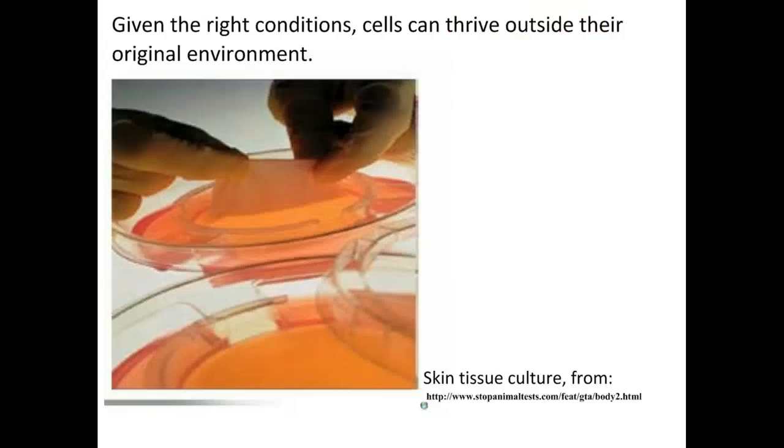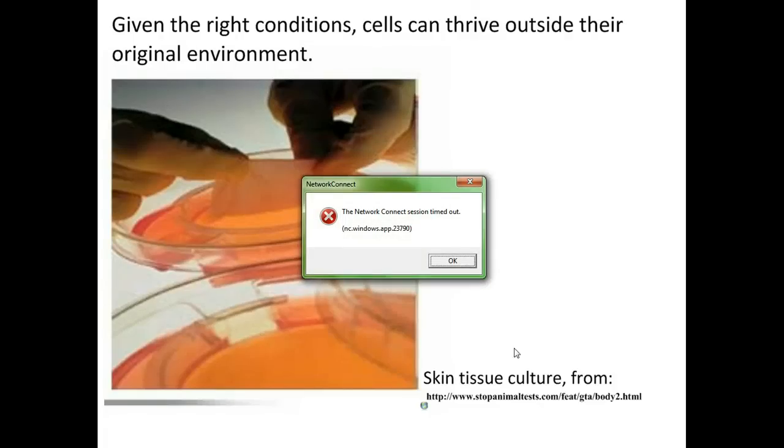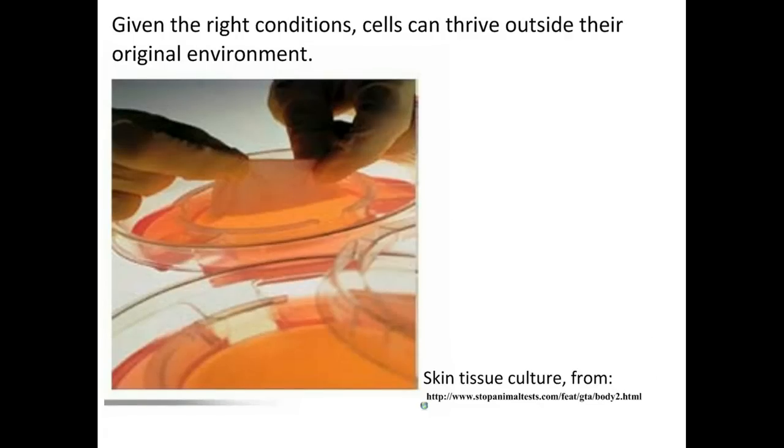Okay? So here's another exception. Given the right conditions, cells can thrive outside of their original environment, which is interesting. So this is what happens in labs. Oftentimes we study cancer in labs by growing cancer tissue, like you see in this picture.